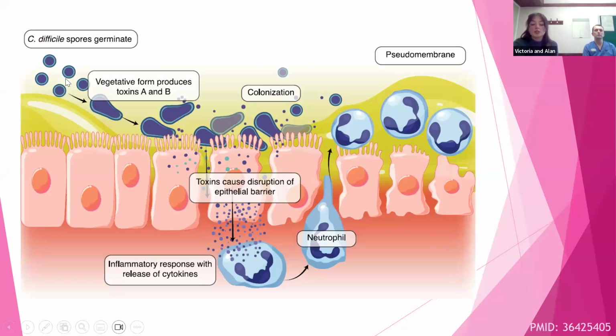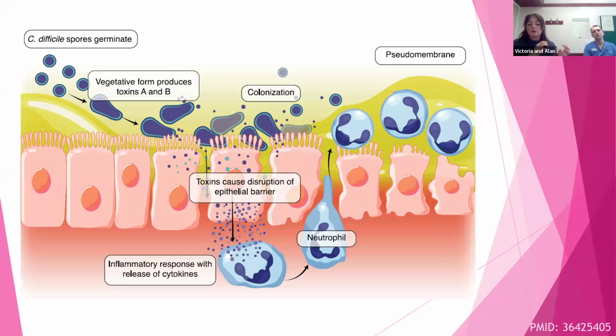This is really how C. diff bugs work and cause symptoms. So you have germination of the bacteria in the gut, and that's what we call it when the spores go from being a spore to being an active reproducing bacterium. They produce the toxins which act directly on the cells in the mucosa of the intestine. They do a couple of different things, but the main important things that they do is they cause disruption in those tight junctions between the cells. So you can see the disruption of the epithelial barrier.